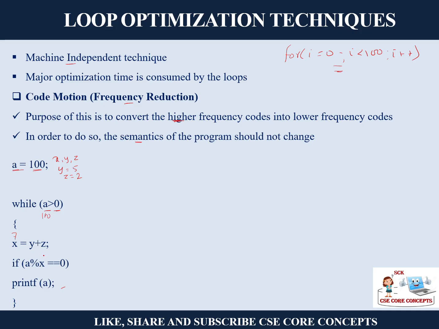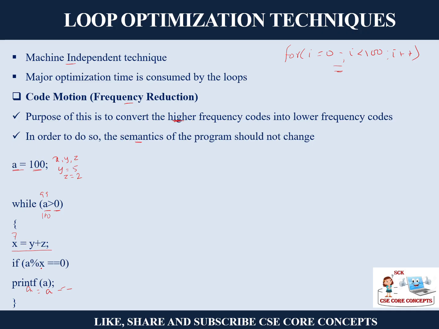Next time, what will I do? I am saying, let's say a is equal to a minus minus, right? So next time my a will be what? 99. 99 greater than 0, yes. Again I am computing x is equal to y plus z, which is 7 again.